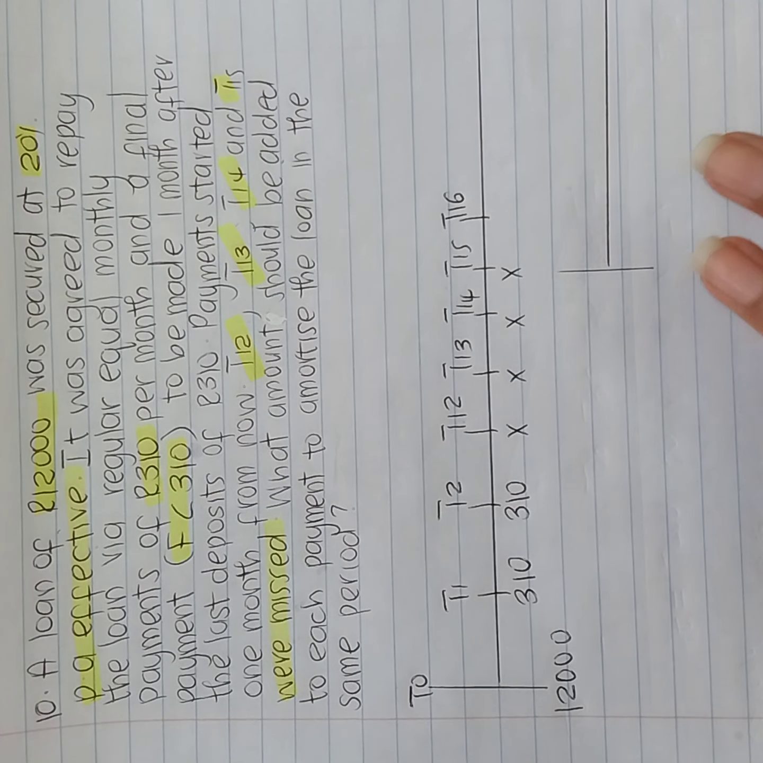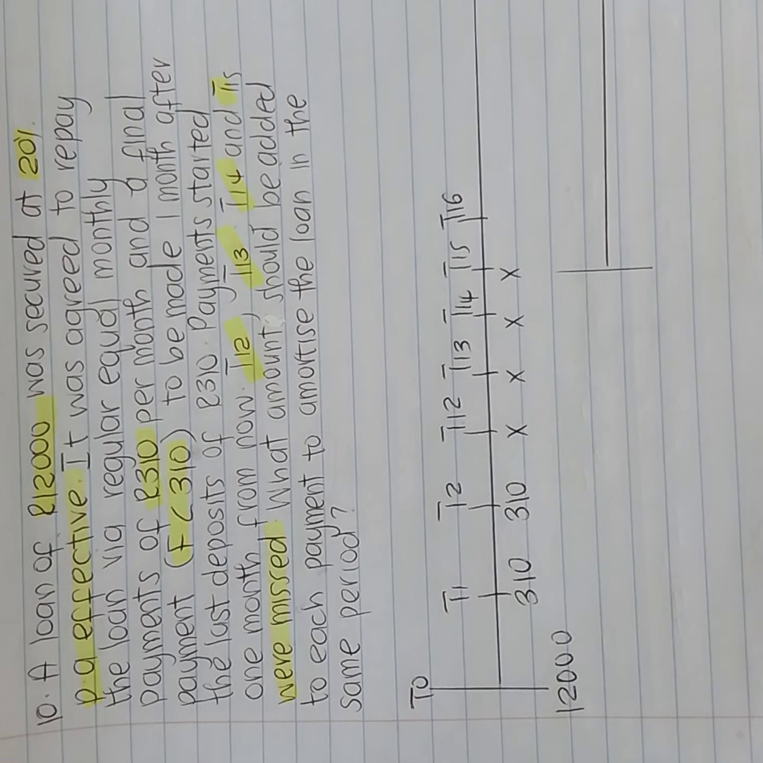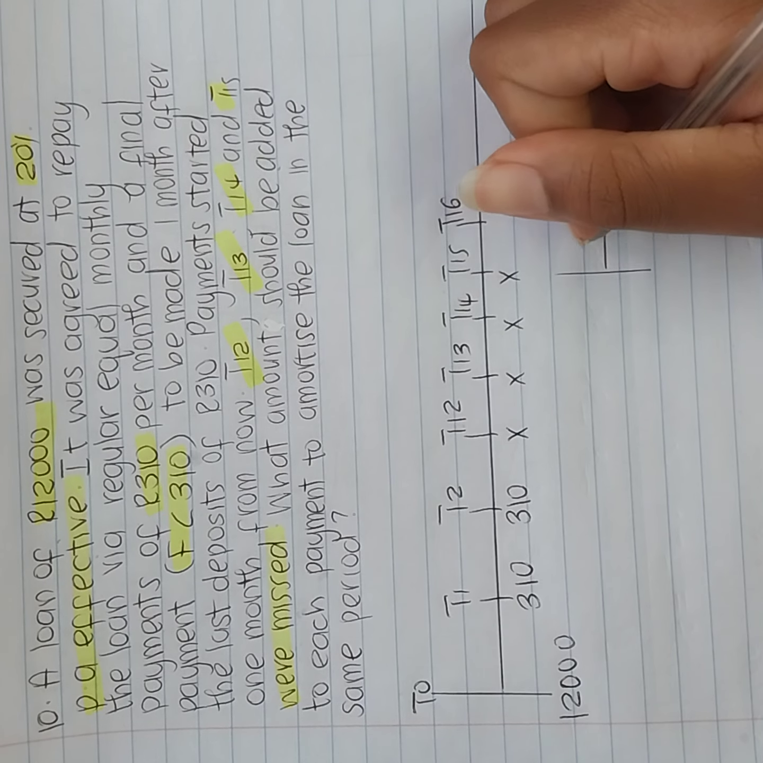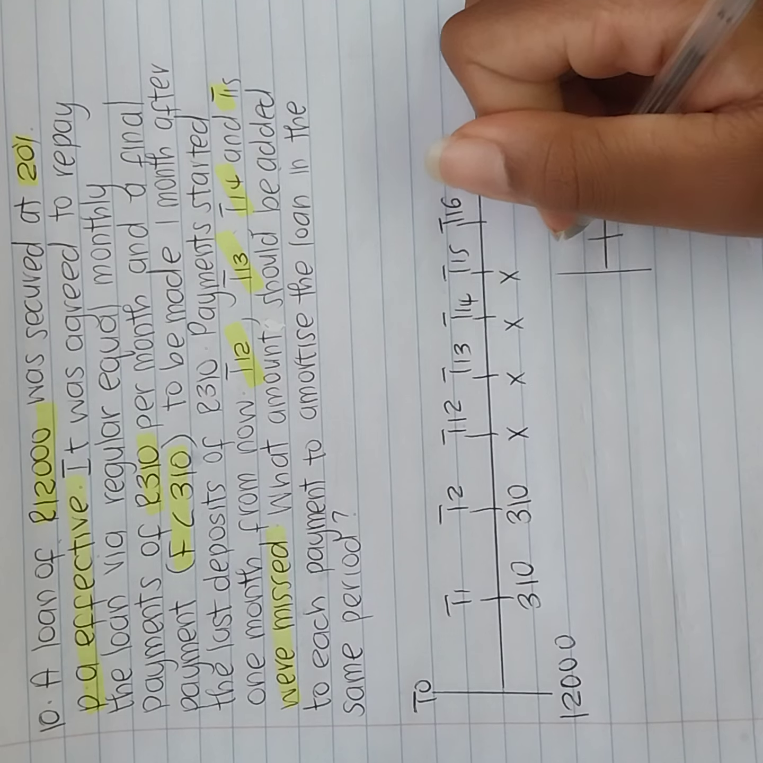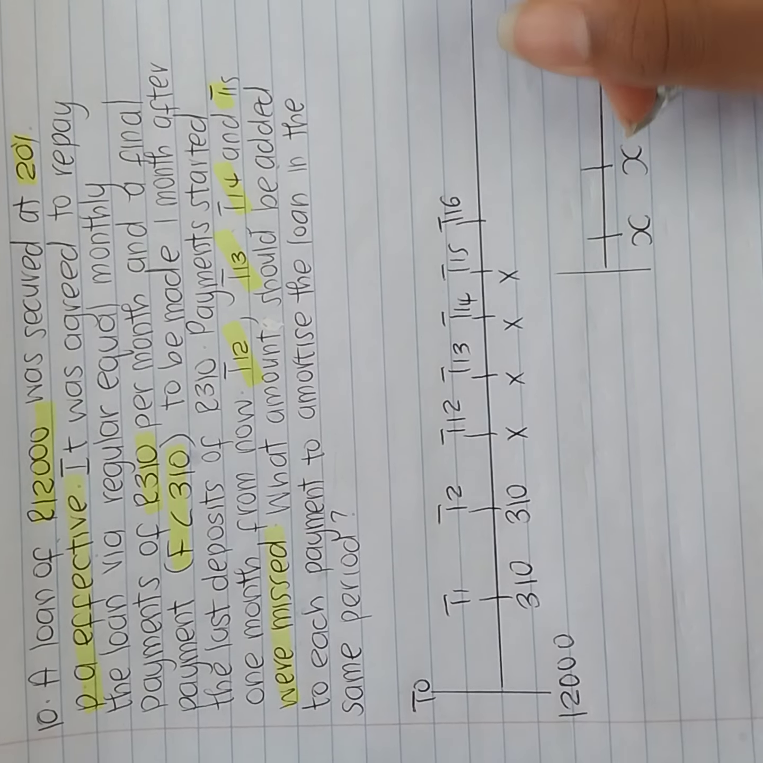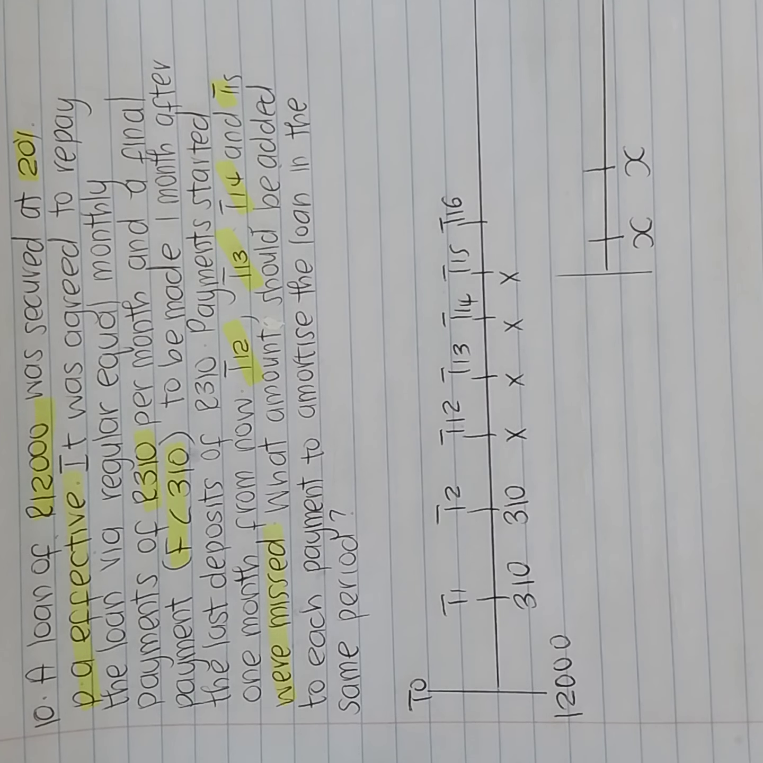So I do not know what the time period is as of yet because I haven't solved the initial problem. But basically what they are asking for is that from T16, I add X to my installment. T17, I add X all the way, right? So let's solve the initial problem.